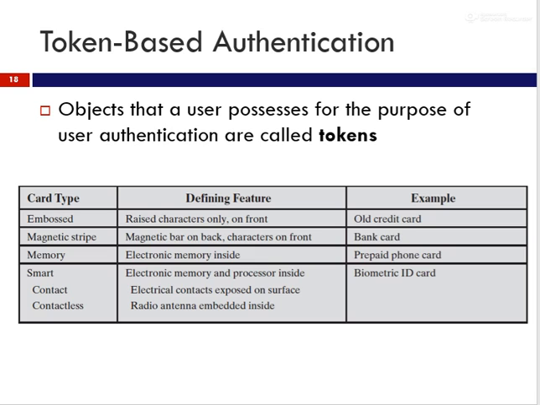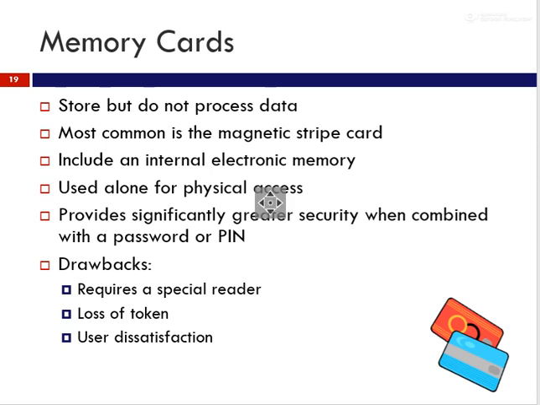What kind of token can a user have? A user can have different types of cards, like embossed cards, magnetic strip cards, memory cards, or smart cards, as a token to authenticate themselves. If memory cards are used as a token, then these memory cards just store the data, because they do not have a processor to process this data. For storing this data, they use magnetic strip cards, which include internal electronic memory.